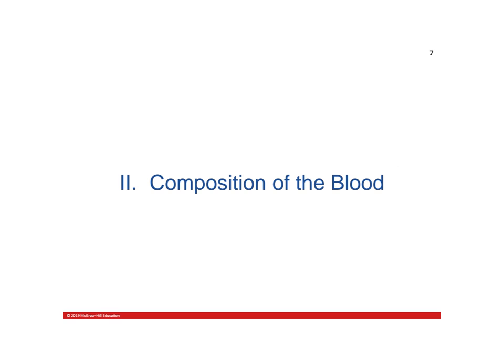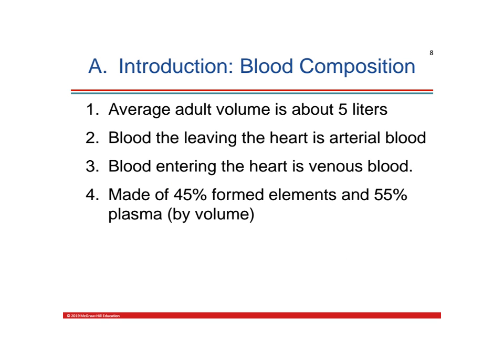We'll next talk a little bit about the composition of blood. The average adult has a blood volume of about 5 liters.